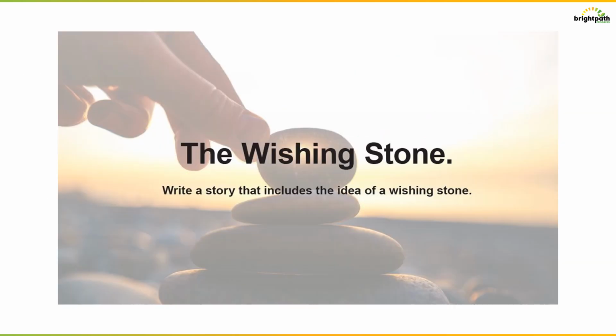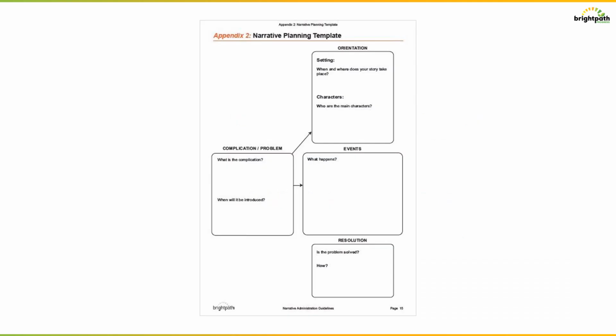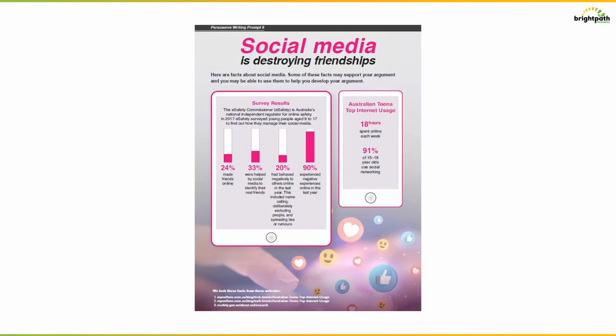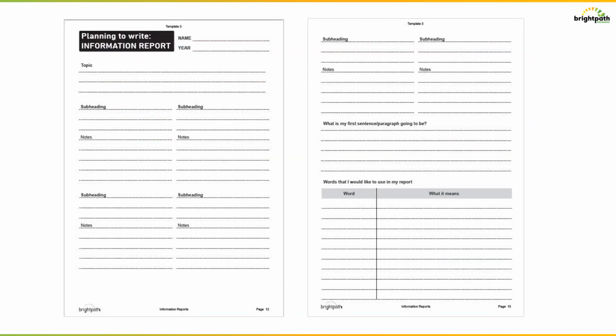Here are some examples of our narrative prompts and an example of how we suggest you administer the task. We provide planning templates. For persuasive writing, we also provide fact sheets for older students. We provide a planning template for persuasive writing too. For information report writing, we provide a note sheet so that students can make notes as they complete their research and then use their notes to write their report.